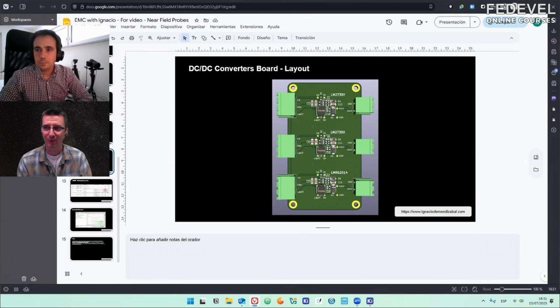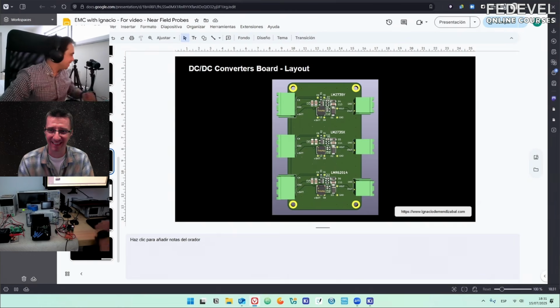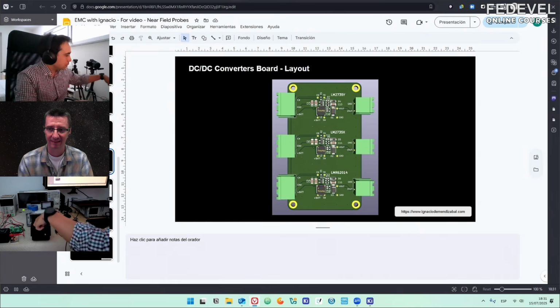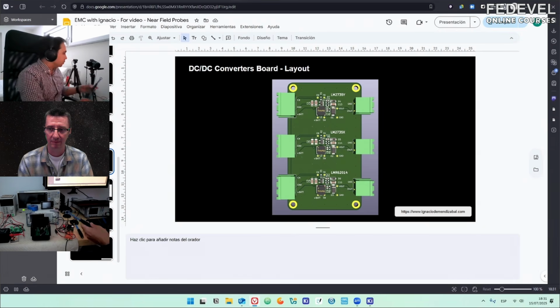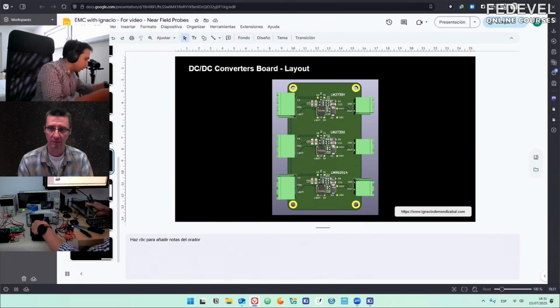So what are these near field probes? I can see some of them, like the blue ones there. Yes, so here we have some of them. One thing that we are going to see today is that there are a lot of them, but in the end, you can narrow it down to two probes, so two types of probes. So let me bring some of them out of the box.